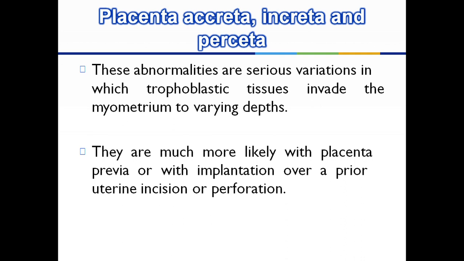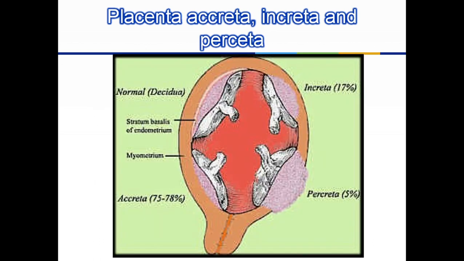These abnormalities are serious variations in which the trophoblastic tissue invades the myometrium to varying depth. They are much more likely to occur with placenta previa or with implantation over a prior uterine incision or perforation. Placenta accreta, increta, and percreta. Increta is 17%.